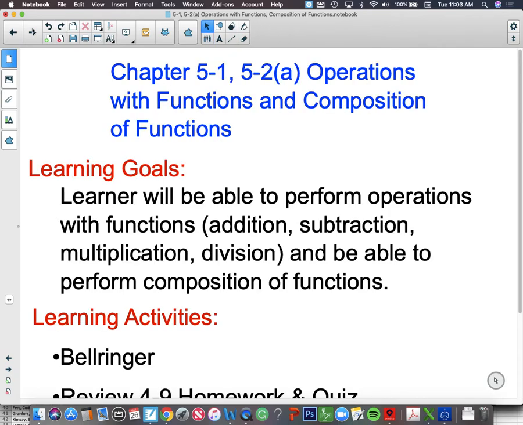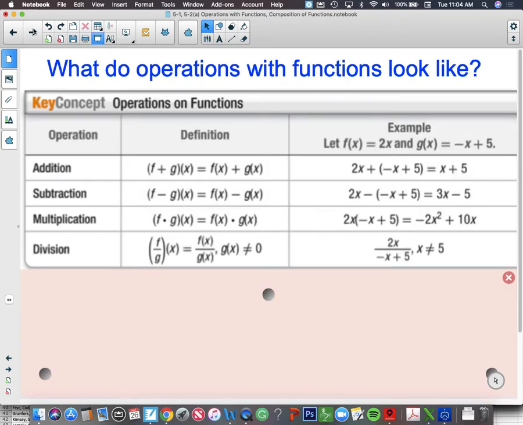Okay, so we are working through 5.1 and 5.2. It should not be terribly difficult. Okay, operations with functions and composition of functions. We've actually done stuff similar to this before, so by the time we're done, you're going to be able to add, subtract, multiply, and divide functions, and then we're also going to be able to compose new functions. Okay, so starting out, you don't have to write anything down. This is just what we're going to kind of see.